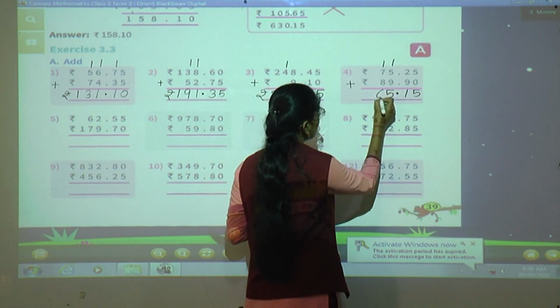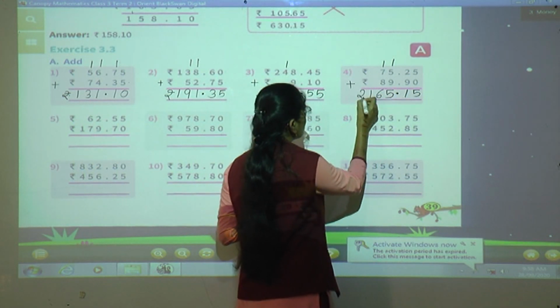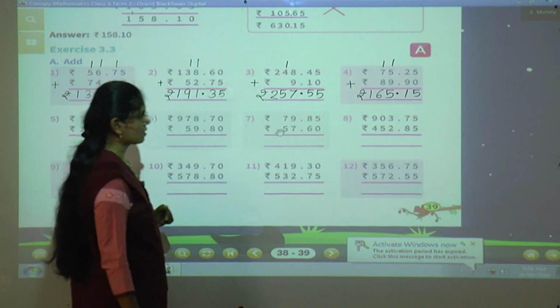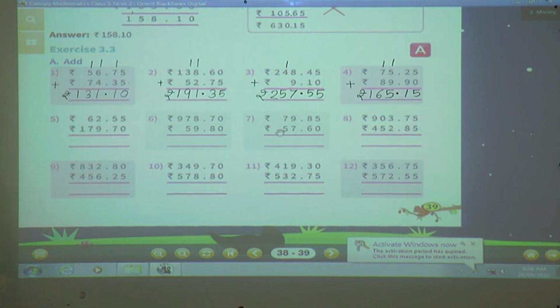So we will write here 16, and here we will give a symbol of rupees. So what is the answer? Rupees 165 and 15 paise. This will be your answer. Okay. Next, fifth number.